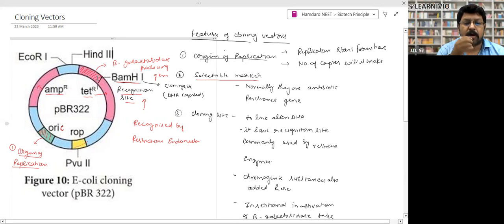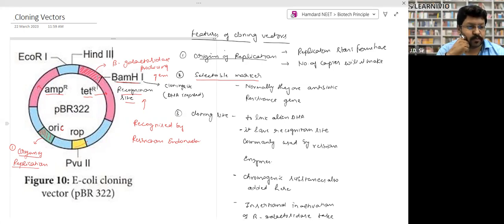Yes, sir. Or sometimes we use a fluorescent gene. Sometimes we use other genes which produce fluorescent color. So nowadays we are using the fluorescent gene as the marker in place of these antibiotic resistance genes. Okay.